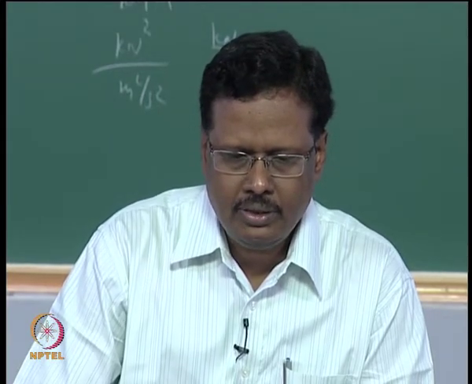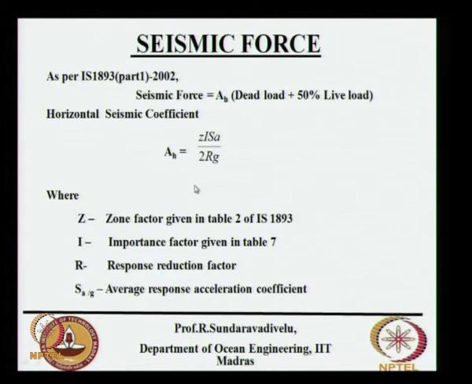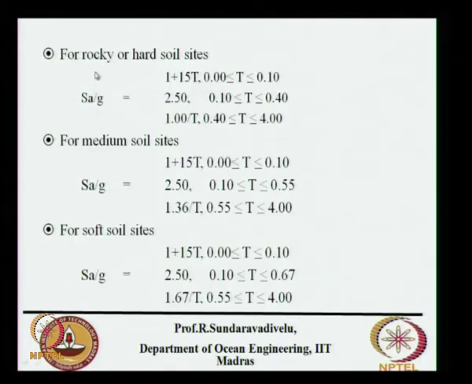So this is what we are doing. Ah is equal to Z by 2 into I by R into Sa by g, the average response acceleration coefficient. See, whatever figure I have given there, now I am giving in terms of equation. Between 0.1 and 0.4 seconds the coefficient is 2.5, less than 0.1 it increases linearly as 1 plus 15T, and after 0.4 it reduces as 1 divided by T. Here it is 1.36 by T, here it is 1.67 by T. Mostly you will be using these factors.